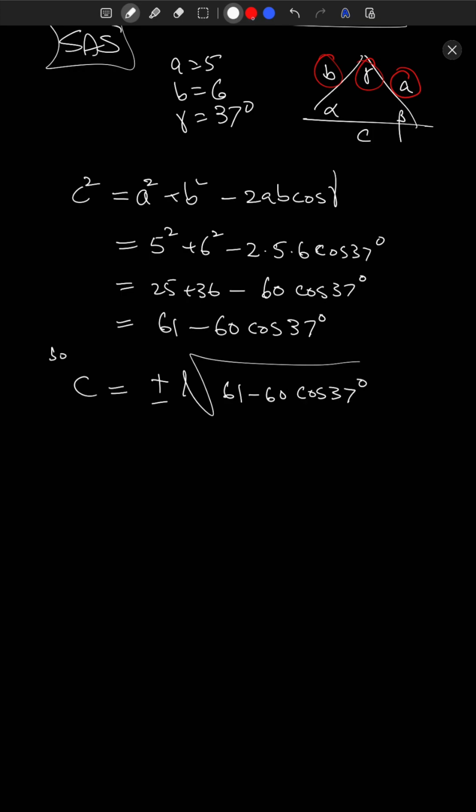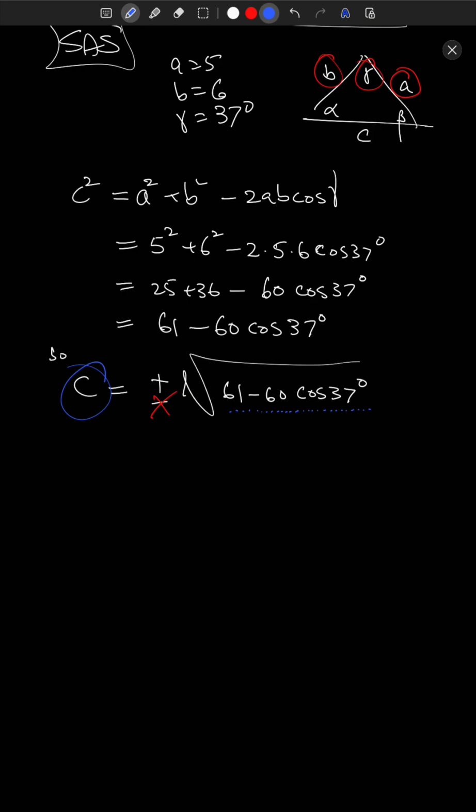But because we're talking about actual physical triangles, you obviously can't have a triangle with a negative length, so we toss the negative sign. Okay, and so, plug this into a calculator, and then you've got C, right? And you can literally see everything on the right-hand side is a number. So the calculator will just give you a number.